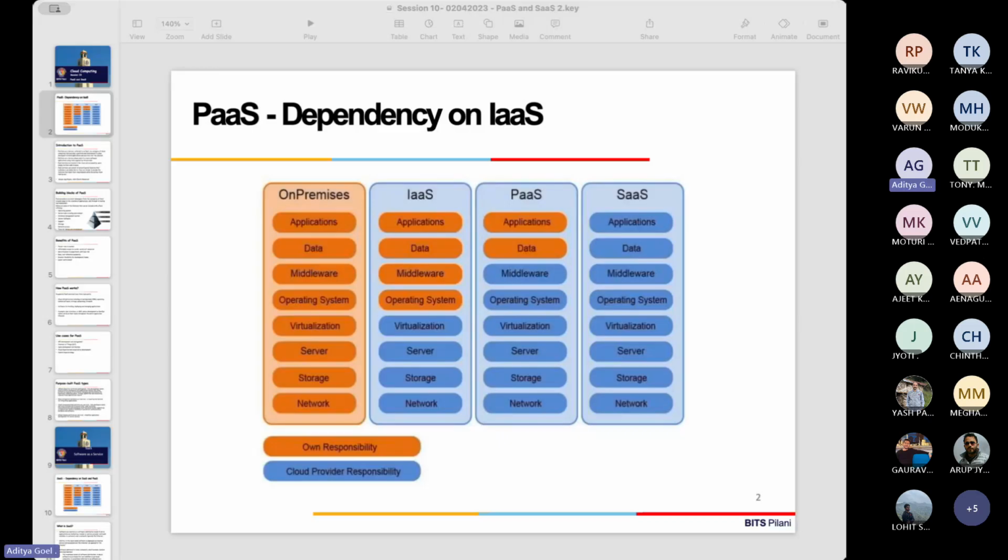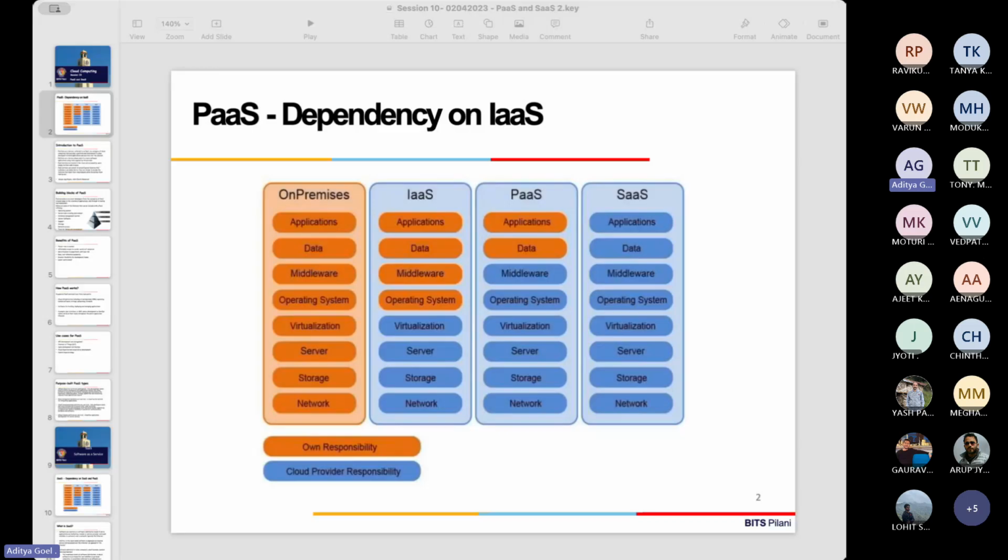He has to patch the operating system. He has to install the operating system. He has to perform the setup of the networking. He has to create the VLANs, subnets. So whatever is the case, it is the owner's responsibility. Then we looked into the aspect of infrastructure as a service. And now we are discussing platform as a service.